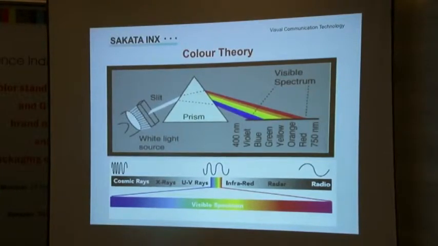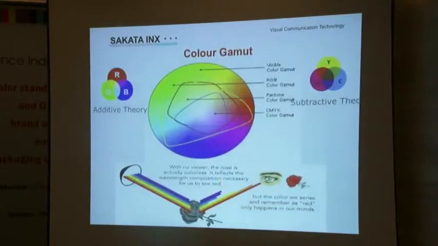Now, coming to the technical aspect, what is color? Color is basically the wavelength of light in between 400 to 700 nanometers, which is visible to the human eye. If you pass white light through a prism, you see this gamut of color, in between 400 to 700 nanometers. This is the total color gamut. In this color gamut, the visible light is represented through RGB.